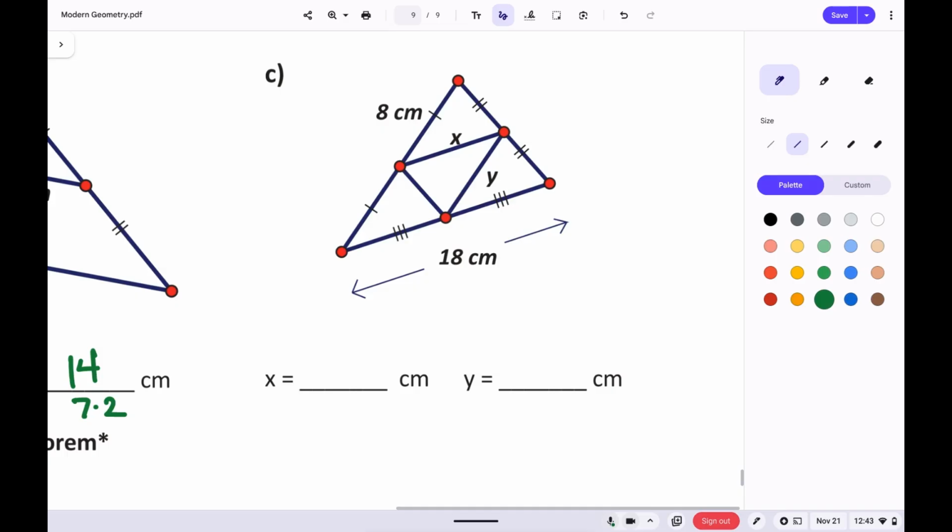Anyone have thoughts on what X or Y would be? Yeah, Colby. X would be 9 because it's a mid-segment and then it's parallel with the 18 centimeter line, so it'd be half of it. Good. X and that 18, those are those connecting mid-segment parallel sides. So yeah, we just divide it by 2. How about the Y?